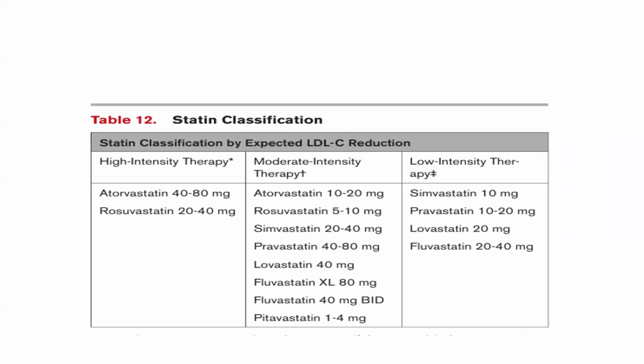Now about lipid management. For lipid management, we use statins. Statin therapy is divided into high intensity, moderate intensity, and low intensity statin. For high intensity statin, there are 2 drugs, atorvastatin and rosuvastatin. The maximum dose of atorvastatin is 80 mg, rosuvastatin is 40 mg. For moderate intensity statin, there is only a difference in the doses: atorvastatin 10 to 20 mg, rosuvastatin 5 to 10 mg. For low intensity statin, we have drugs like simvastatin, pravastatin, lovastatin, and fluvastatin, and the dose varies from 10 to 40.